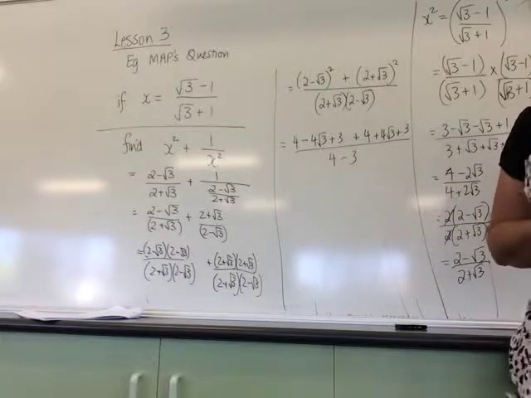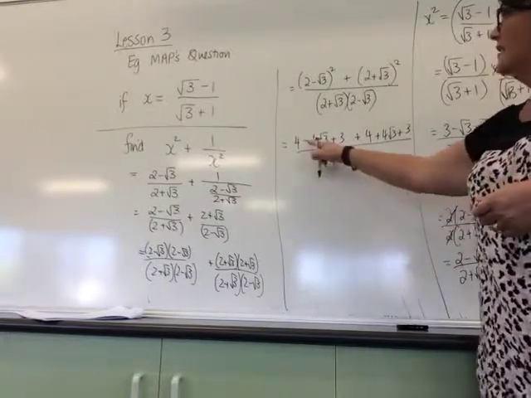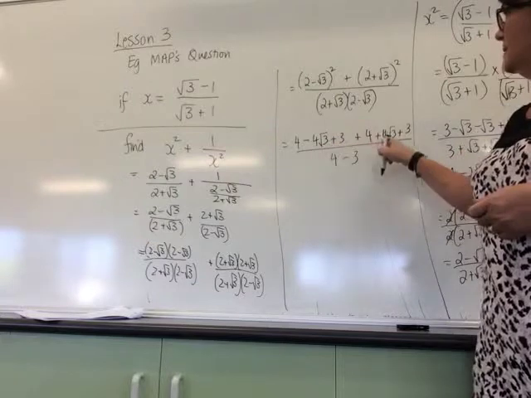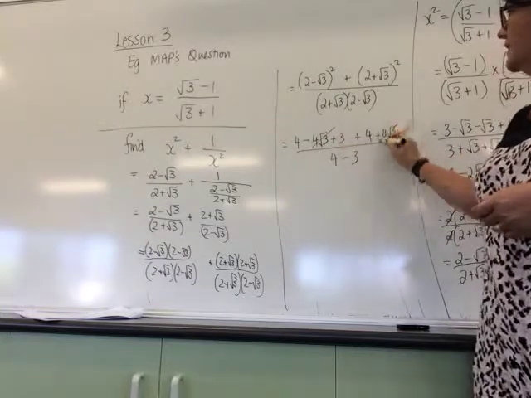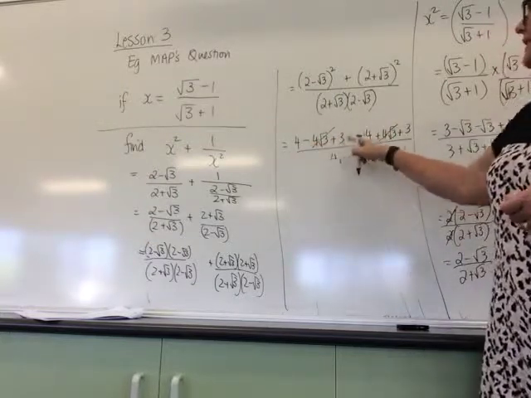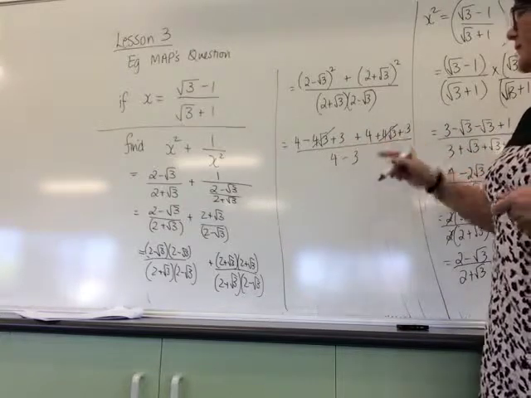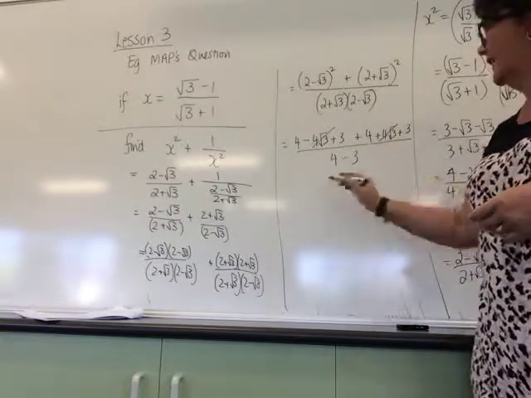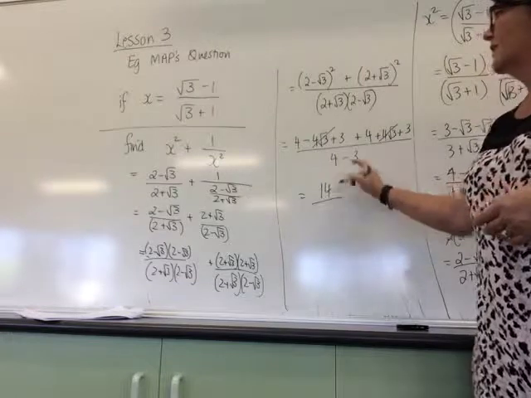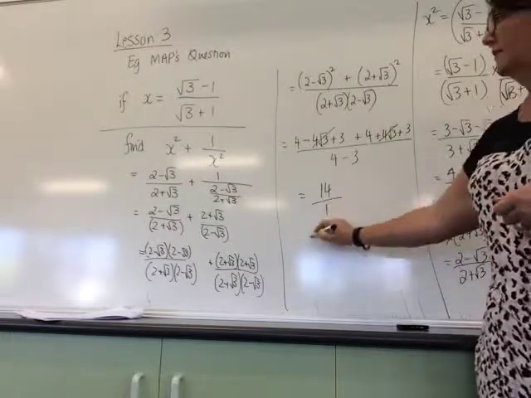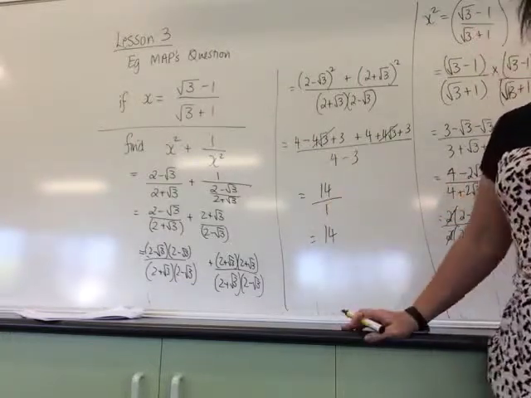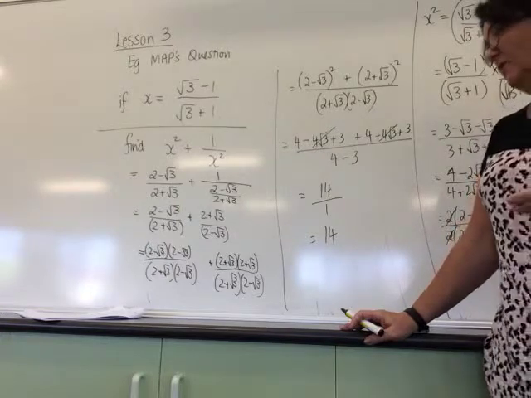Okay, you might find something is happening here. Minus 4 root 3 plus 4 root 3, they're going to cancel. 4 plus 3 is 7, plus 4 plus 3, so that is going to equal 14. 4 minus 3 is 1. So we end up with actually a really nice answer, which is 14.